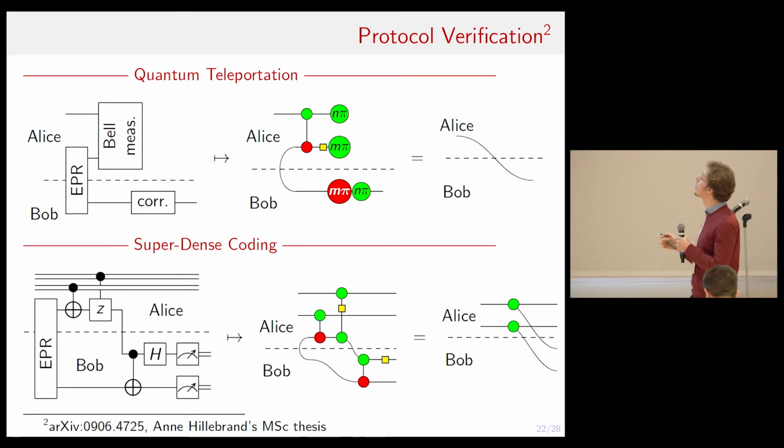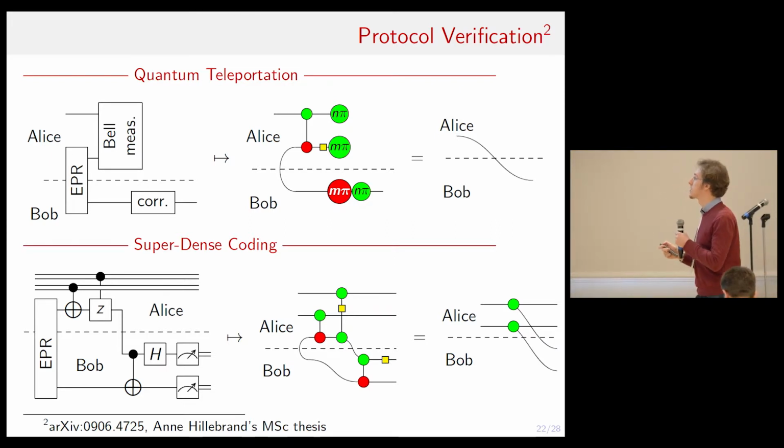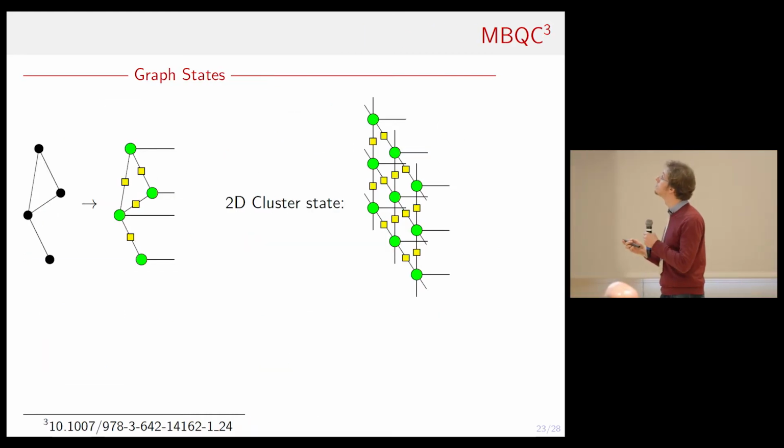Another example of protocol verification is superdense coding. Again, it can be translated into a ZX diagram and shown to be simply the copy of the two classical bits of Alice.